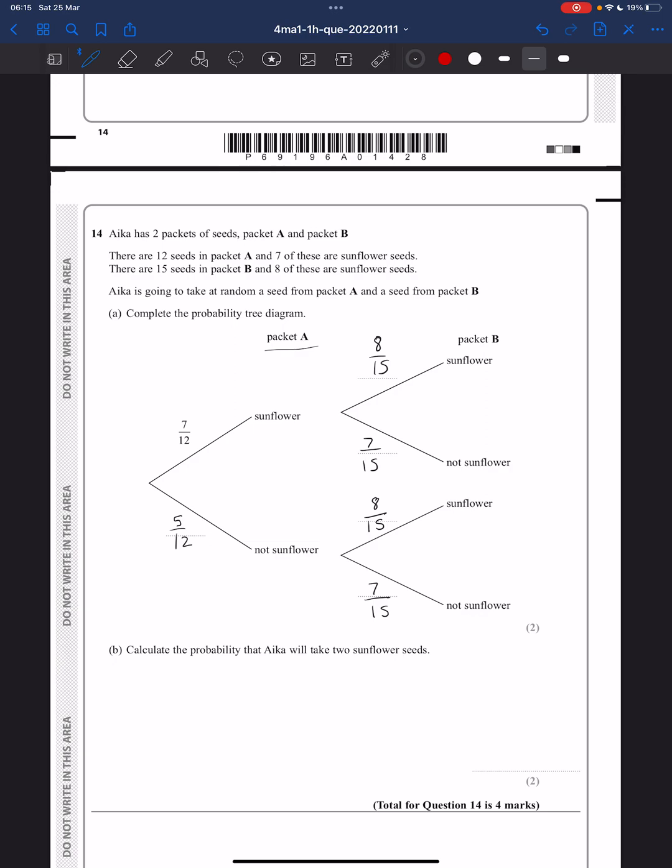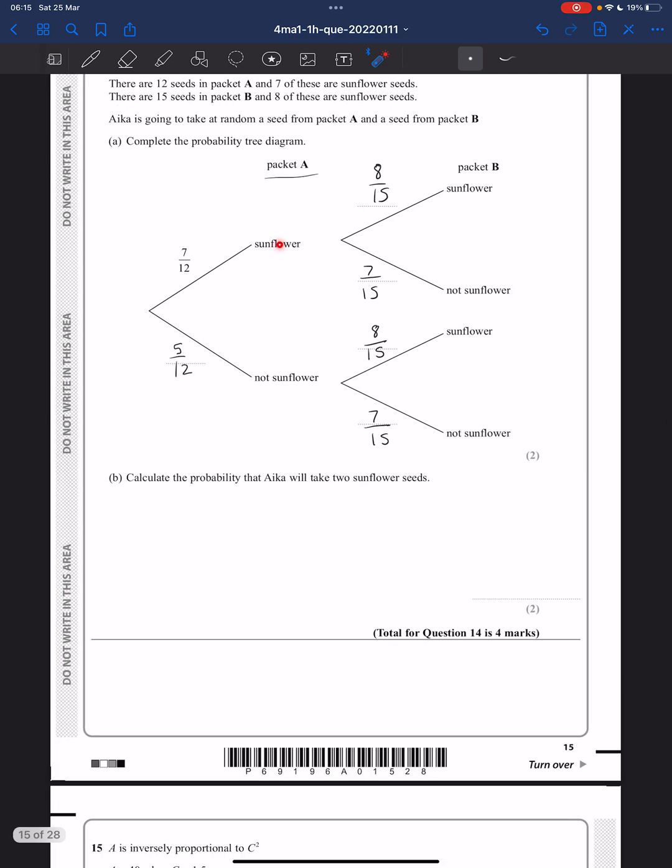Ica is going to take a random seed from packet A and a seed from packet B at random. Complete the probability tree diagram. Well, I did that as I was going along. They've got to add up to 12, and they've got to add up to 15. 7 are sunflower for packet A, that means 5 aren't. 8 are for packet B, so 7 aren't.